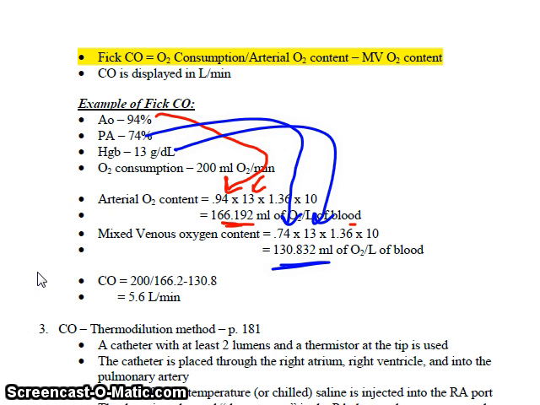Then you can work the actual Fick formula, which is here. You take your 200, which is your oxygen consumption, and divide it by the difference between the arterial oxygen content and venous oxygen content. And if you work that out, it becomes 5.6 liters per minute. So the cardiac output is 5.6 liters per minute.